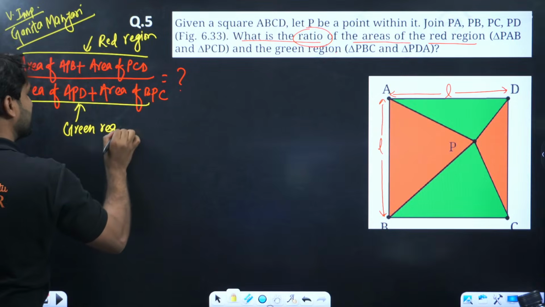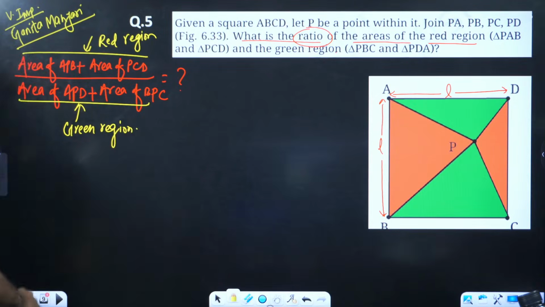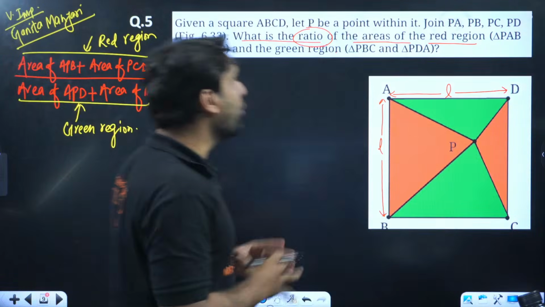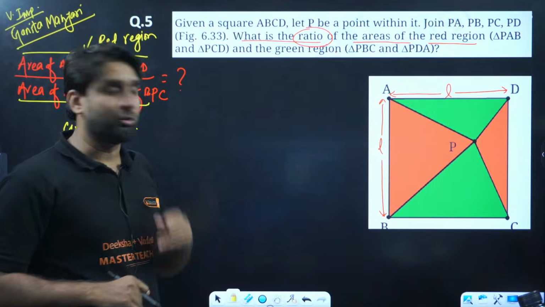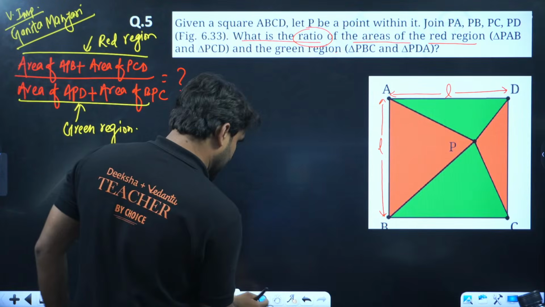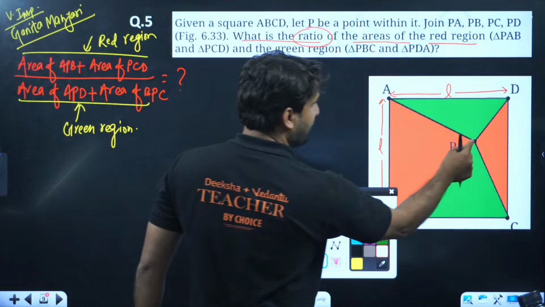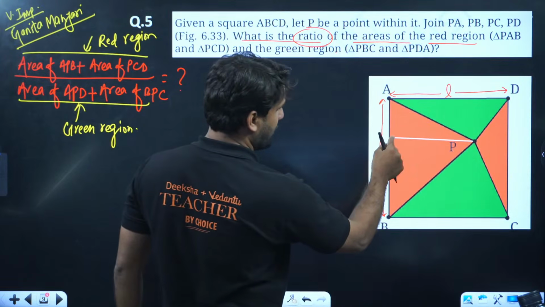So please focus on this question, everyone. Now I'm going to solve the question. Please focus. Clear? So do one thing. What you need to do is draw a perpendicular from point P on AB.